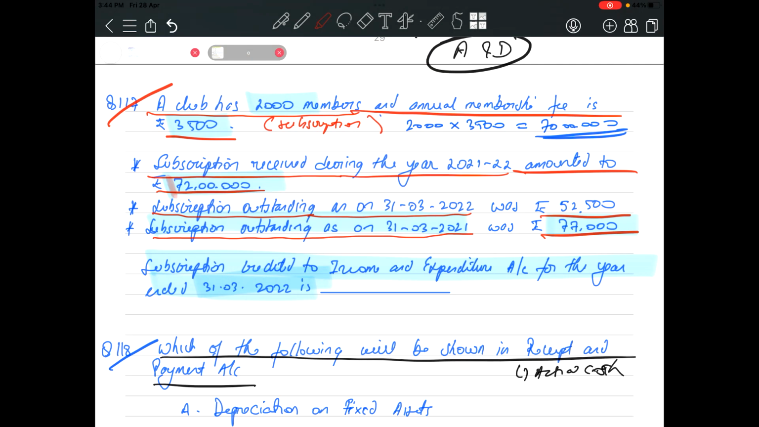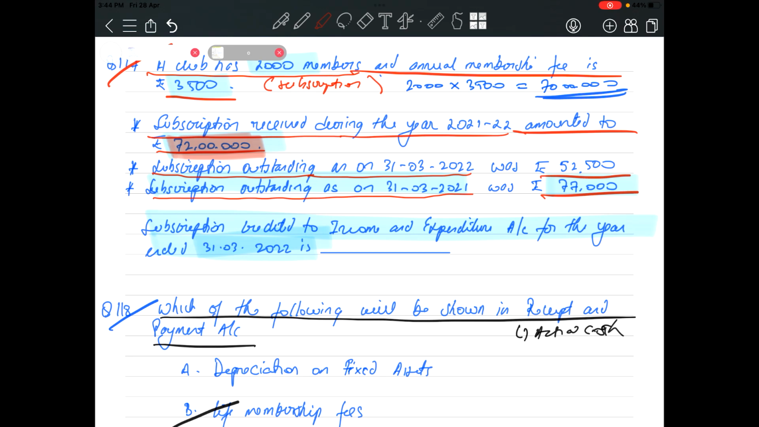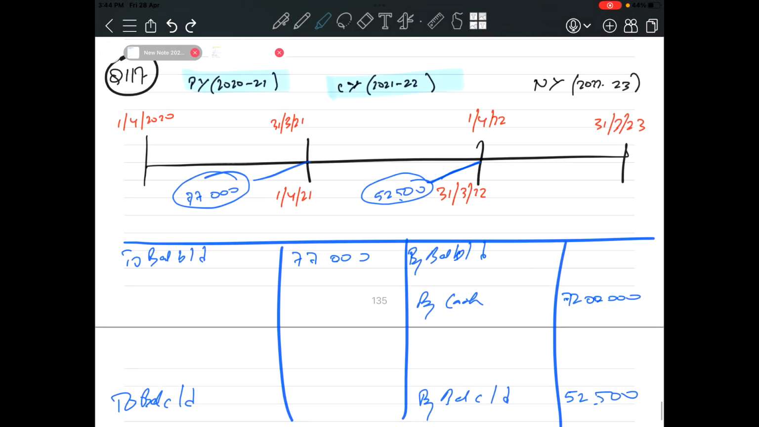See, I have received 72 lakhs. Okay, so this 2 lakh which I have received in advance, what will it be? It will be my liability. Okay, now see here at this point, I should receive 70 lakhs, but I have received 72 lakhs. So the advance of 2 lakhs which I have received in the current year will be my liability.